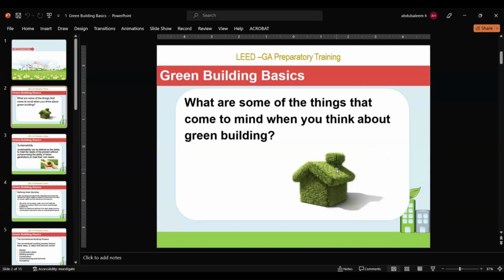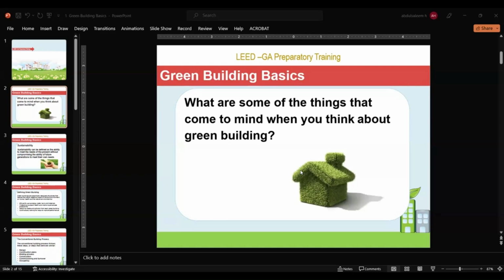So what did you understand about green building? Do you have any idea about green building? Just let me know. Yes, Hafiz. Yes, green building is about how sustainable the building is, how energy efficient it is, how much it is reducing carbon dioxide, and whether the materials are more sustainable.